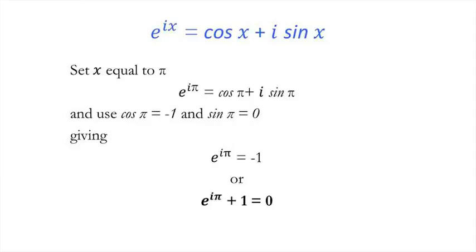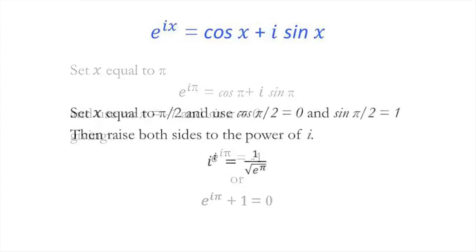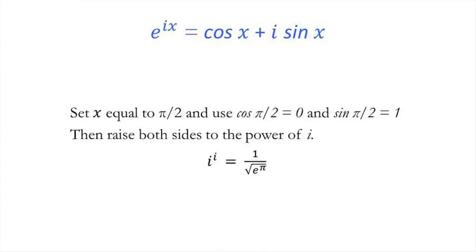But there's another one. What happens if you put x equal to some other value? Let's say pi over 2. So if you set x equal to pi over 2 and use the fact that the cosine of 90 degrees is 0 and the sine of 90 degrees is 1, you'll get a certain expression up above. Then raise both sides to the power of i. And what you end up with is that i to the i, this is the complex number, the square root of minus 1, to the power of the square root of minus 1, comes out to be 1 over the square root of e to the pi.